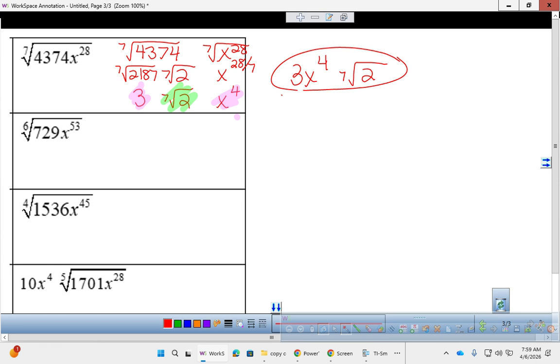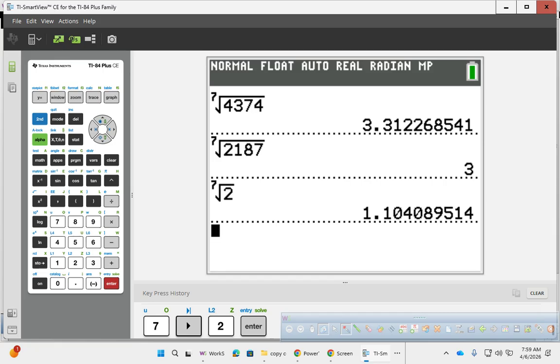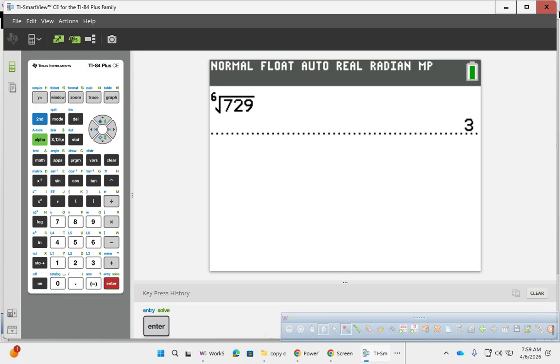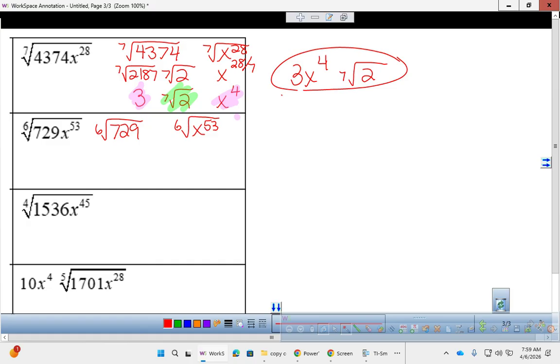All right, when I'm looking at this next one, the 6th root of 729 and the 6th root of x to the 53, I'm going to math 5 the 6th root of 729. That works out nicely, so I'm going to change this to a 3. Inside divided by outside here does not work nicely. When I do 53 divided by 6, I get a decimal. So instead, I'm going to list out the multiples of 6 until I get up to 53.